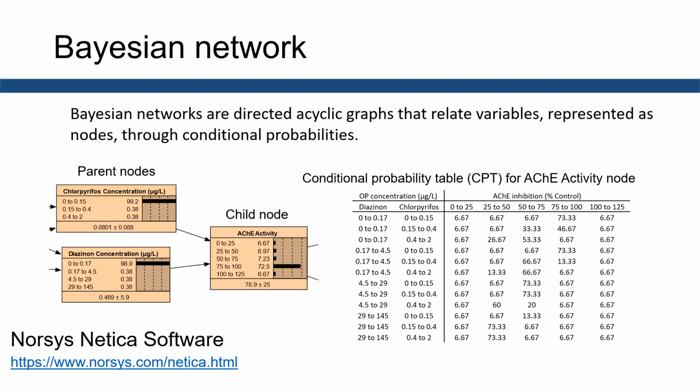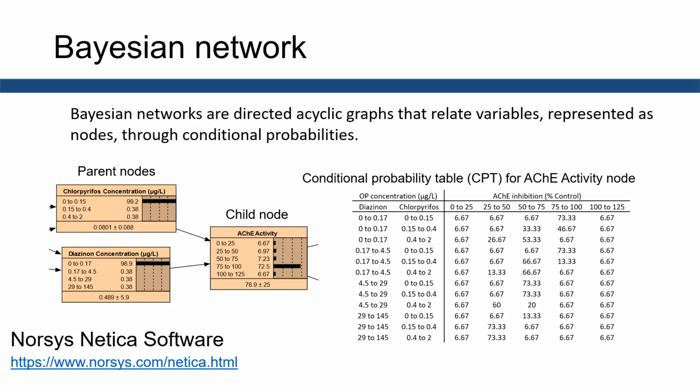And so this is a little background on Bayesian networks. Probably everybody who's watching this will be familiar with it. But Bayesian networks are directed acyclic graphs that relate variables represented by nodes through conditional probabilities. So over here are a few nodes within a Bayesian network, and the relationships between the nodes are their parent nodes that influence child nodes in the network. And the child node can then become a parent node for the nodes further down in the network.